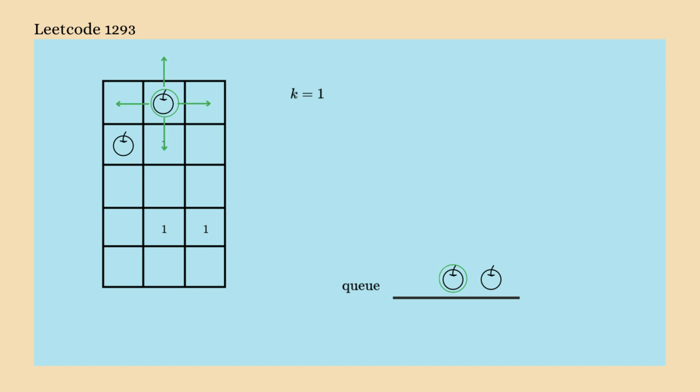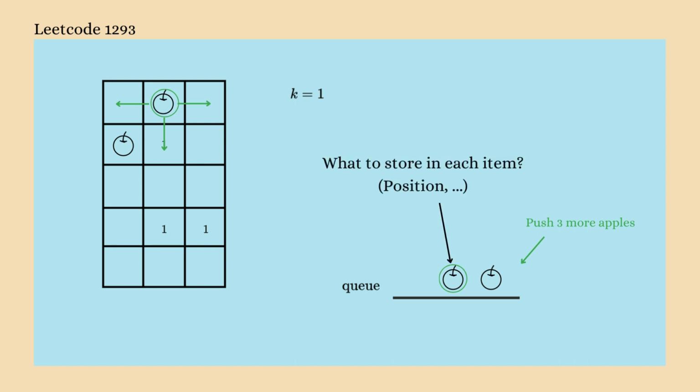Similarly, we have 4 possible directions from the second apple, but only 3 of them will work since we cannot get out of the matrix. This means we can either go right, left, or down, and we have to push 3 more new apples to the queue. This roughly describes our strategy for this problem, but the only remaining question is, what is the correct information we have to store in each apple in a queue?